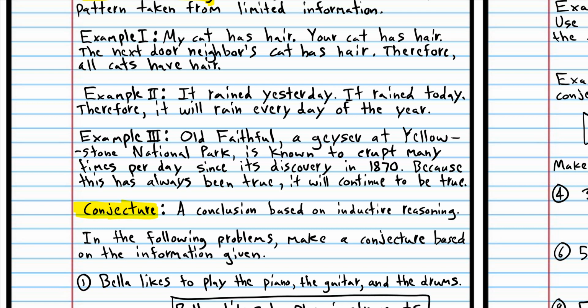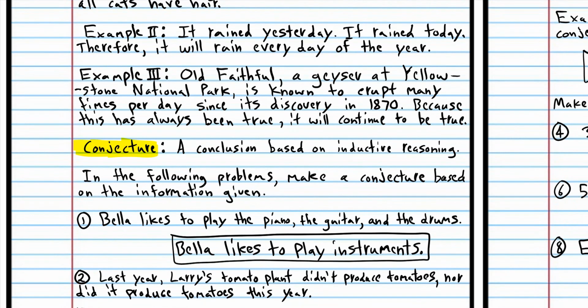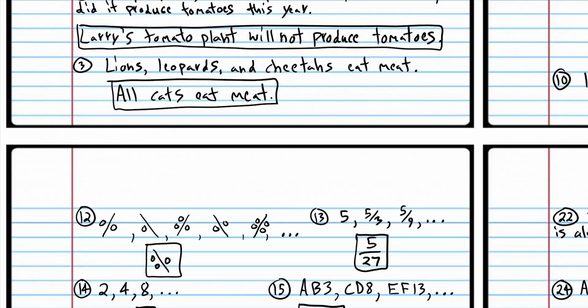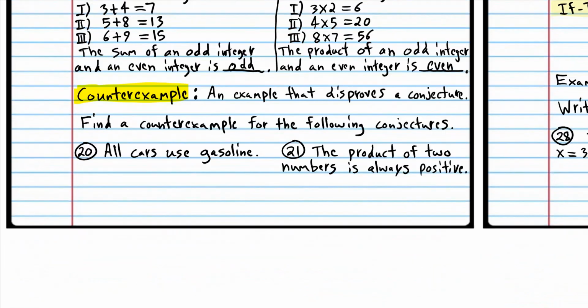There may be a day where it doesn't rain. That disproves this conjecture that it's going to rain every day of the year. If Old Faithful stops erupting, then that's a counterexample that disproves this conjecture that Old Faithful will continue to erupt multiple times per day. So a counterexample disproves a conjecture.